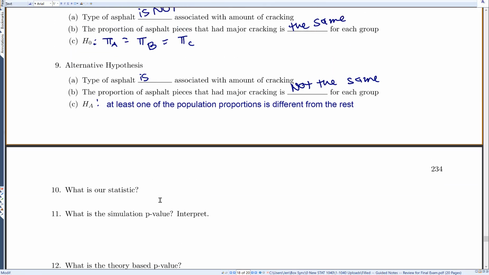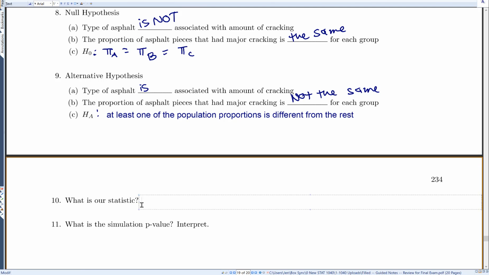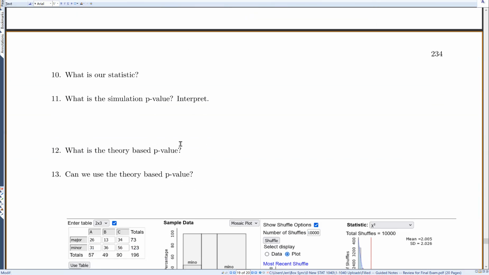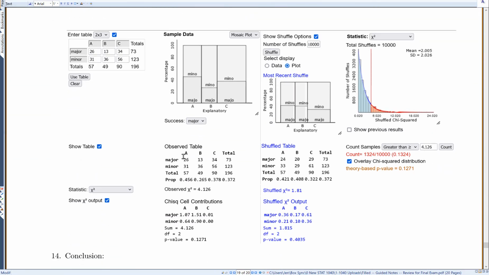Okay. So now what is our statistic? Remember, the problem with chi-squared is we had 3 different proportions, so we couldn't just look at one difference. We actually have to use our chi-squared test statistic. Here's my simulation stuff down here, and then we'll write our answers up above. You have to click the box for enter table and choose what size. I wanted a 2 by 3, so I put all of my data in, and double check the totals to make sure you put them in right. Don't forget to use table, and I like to click show table here.